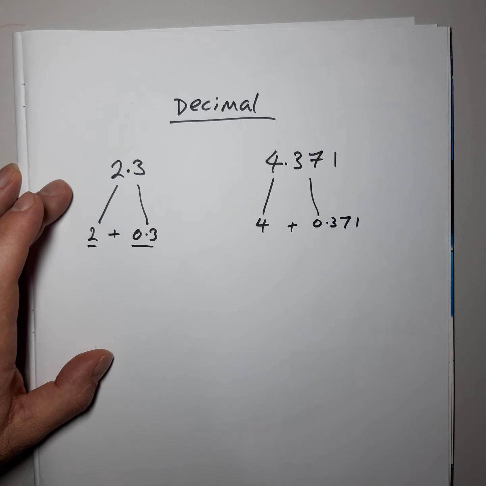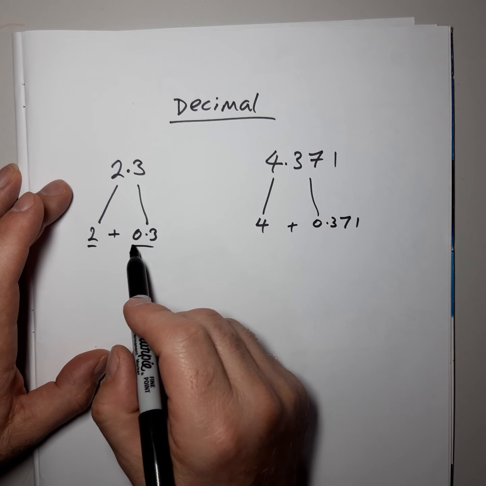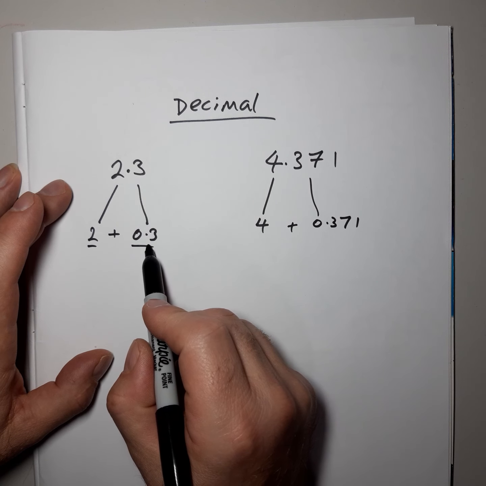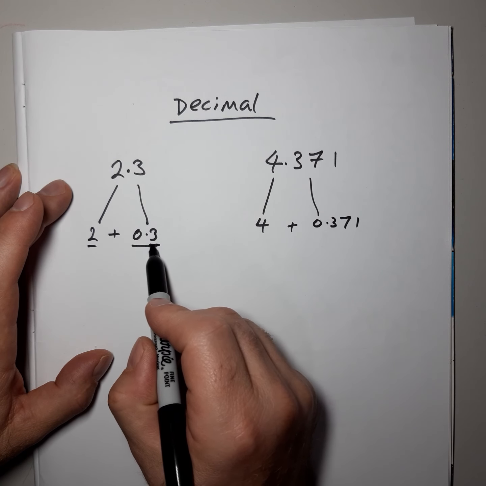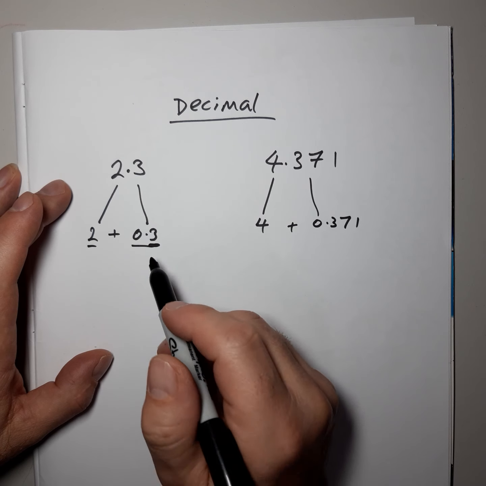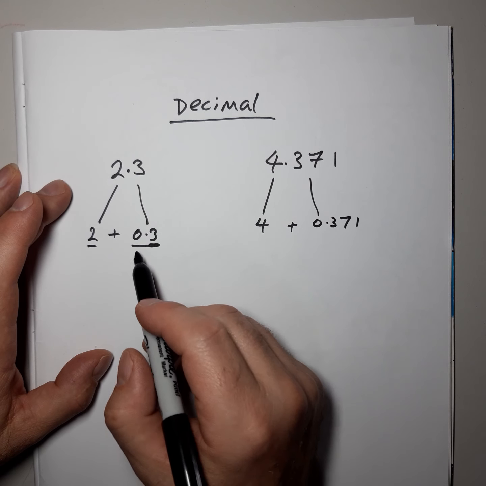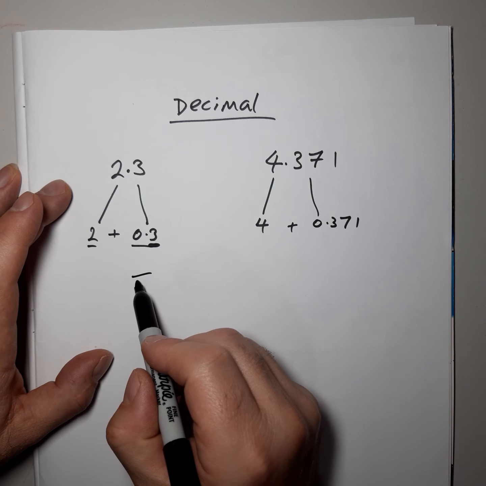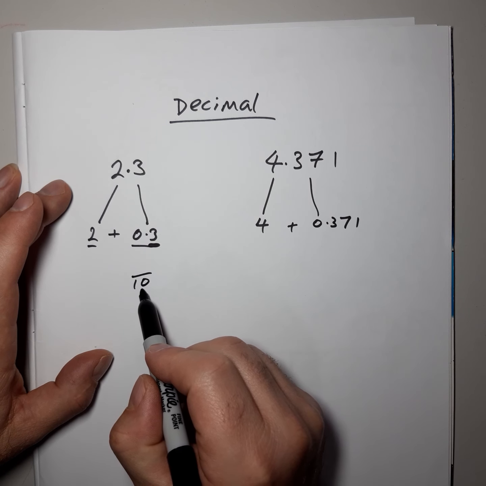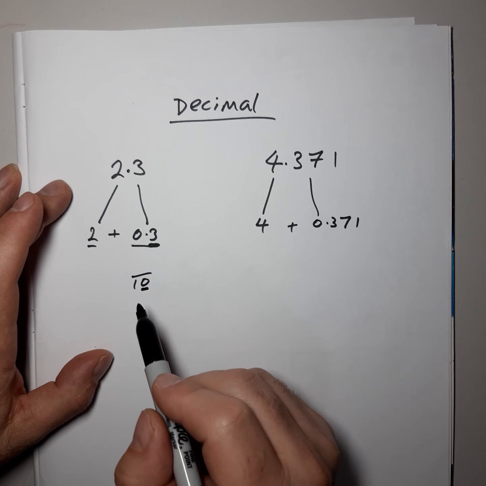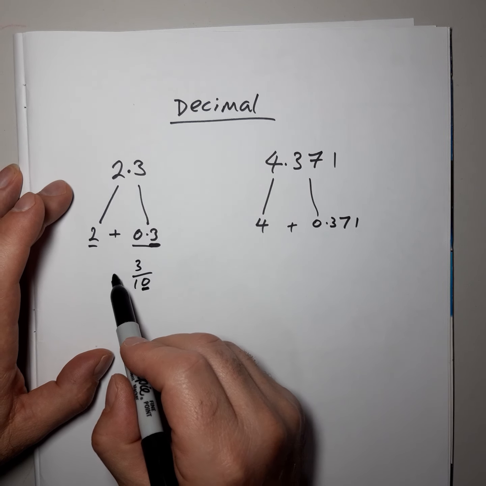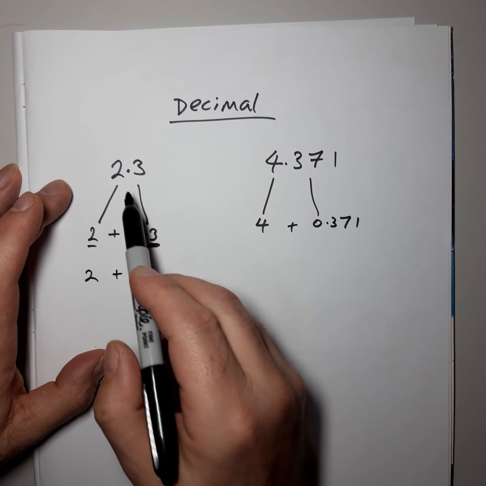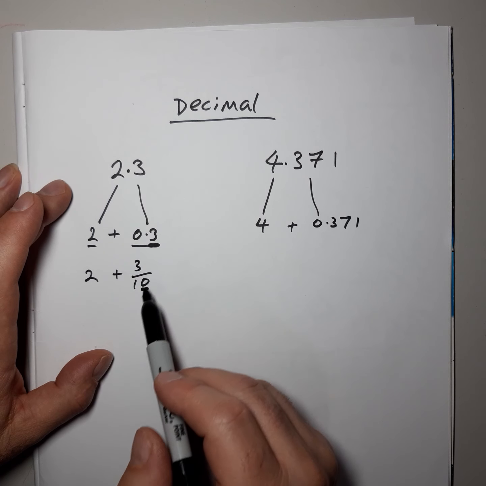Now, we're interested mostly in the decimal part of the number, so the 0.3. Notice there's one number after the decimal point. That means if you were to write 0.3 as a fraction, the denominator would be 10. So one decimal place, 10. So you'd write it as 3/10. So you can write 2.3 as 2 plus 3/10.